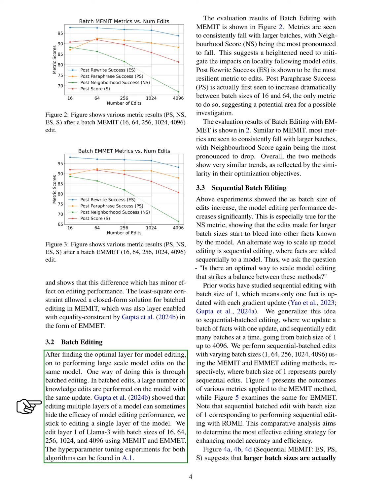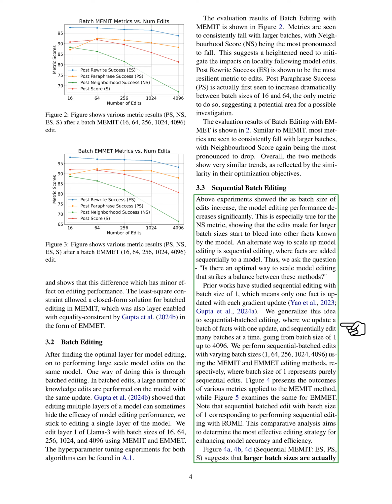Editing multiple layers simultaneously could sometimes mask the effectiveness of model editing, so we focused on editing a single layer, layer 1, of Llama-3 with different batch sizes. We observed that larger batch sizes led to a decrease in model performance, particularly in the neighborhood score metric. To address this issue, we explored sequential batched editing, where we updated a batch of facts with one update and sequentially edited multiple batches at a time.